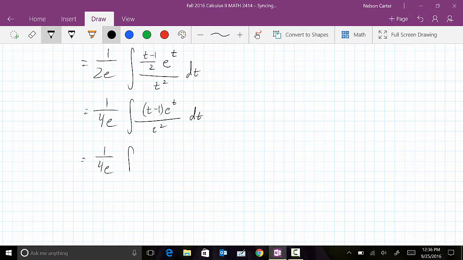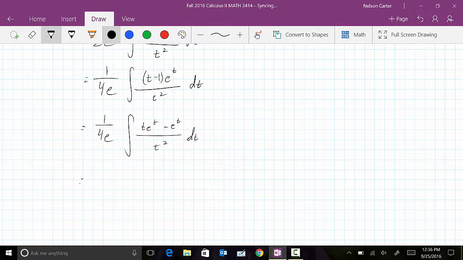I'm going to multiply in the top, and this is going to become t e to the power t minus e to the power t, and that's all divided by t squared dt. And now I'm going to split it into two. So I have 1 over 4e times the integral of t e to the power t over t squared dt, and then minus the integral of e to the power t over t squared dt.